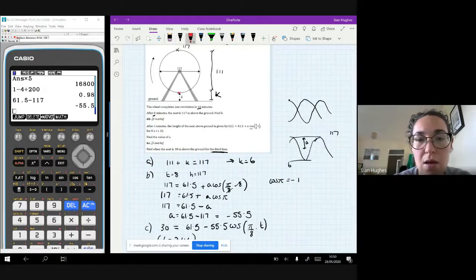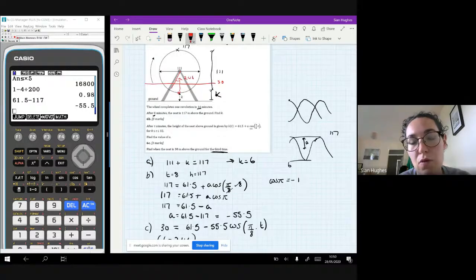So we're starting here, and we've got a height of 30. The first time we hit it takes 2.46 minutes to get to here. But then we keep going round, and then we hit 30 on the way down, and then we keep going, and we hit it for the third time on the way up. So actually we want to take that 2.46 minutes and go round a whole other cycle. So adding 16 in this case to get 18.46.